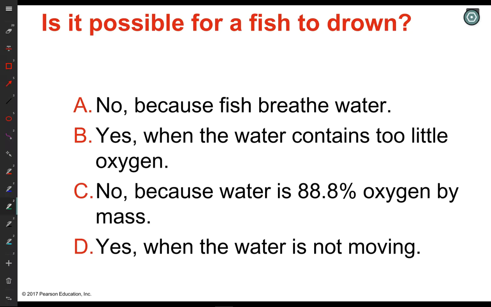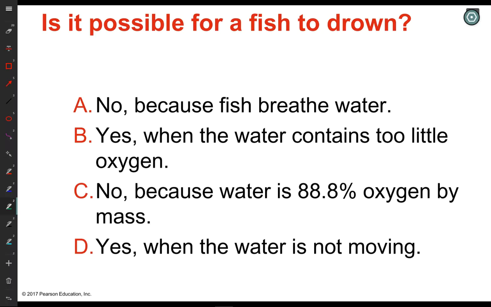Are there like air bubbles in the water? Yes, there are air bubbles in the water. There are little tiny bubbles, not in your brain, that have air. And so it takes the water in and it pulls oxygen from those air bubbles. So it doesn't matter, the water's, I think this is right, 88.8% oxygen by mass, because the fish aren't breathing the O in the H2O. They're breathing the oxygen, the O2, that's in air bubbles. So the answer would be D.